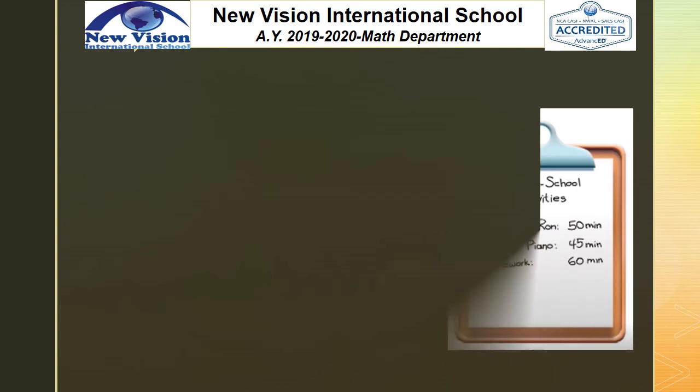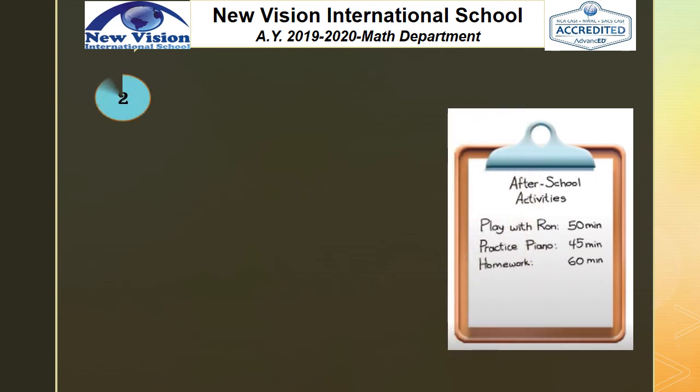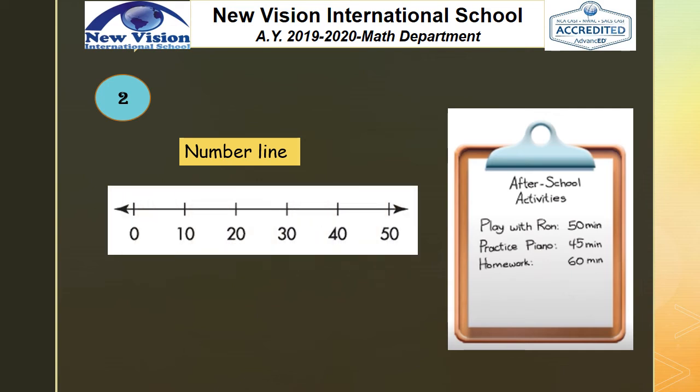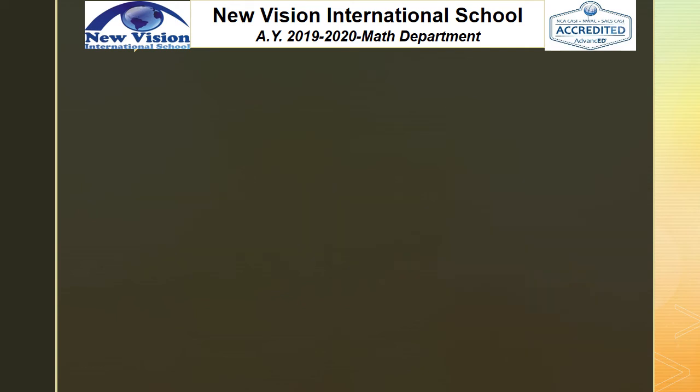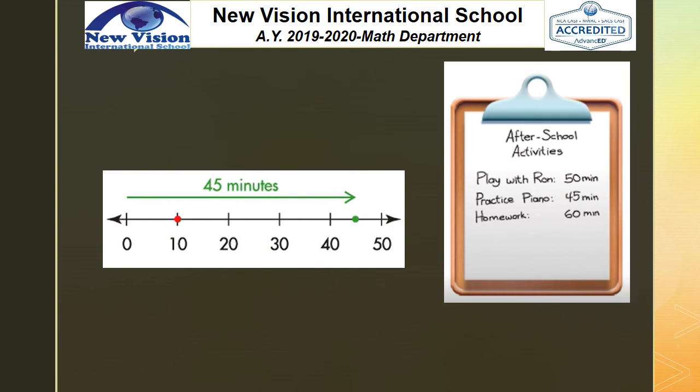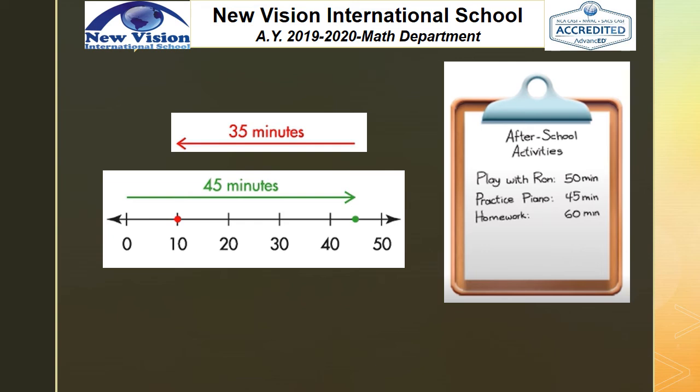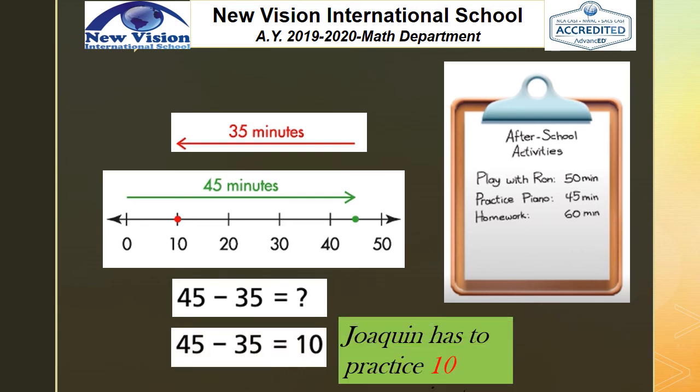Another way to solve the problem is to use a number line to represent the problem and show the time intervals. What subtraction equation can you write for the numbers on the number line? You can write 45 minus 35 equals 10. So, Joaquin has to practice 10 more minutes.